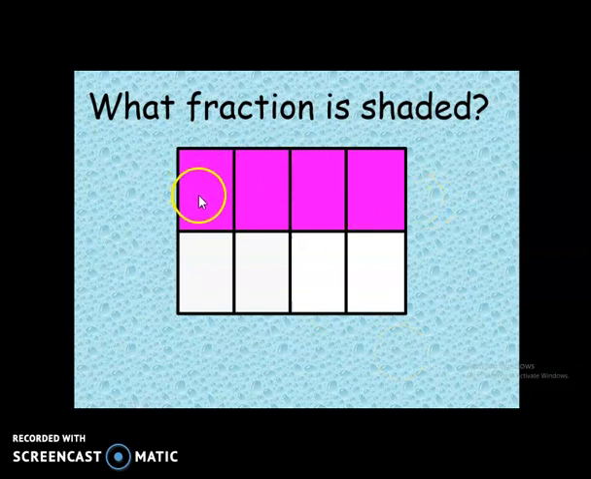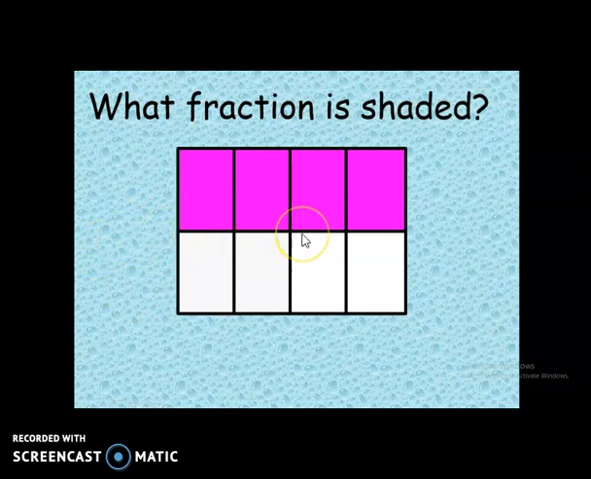So what fraction is shaded? Here we have 1, 2, 3, 4, 5, 6, 7, 8. So these are 8 parts. Okay? Out of 8 parts, how many parts have been shaded? 1, 2, 3, 4. We said it is now 4 out of 8.